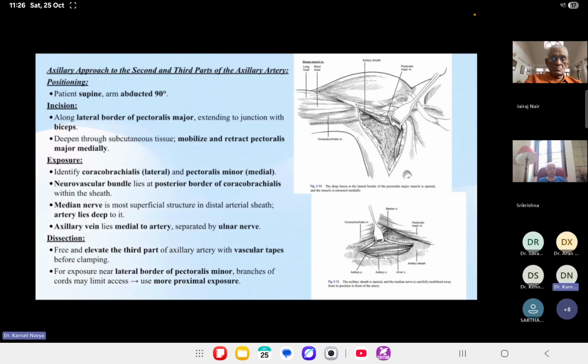Free and elevate the third part of the axillary artery with vascular tapes before clamping it. For exposure near the lateral wall of the pectoralis major, branches of the cords may limit access, so use a more proximal exposure.